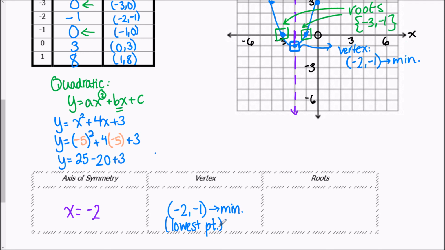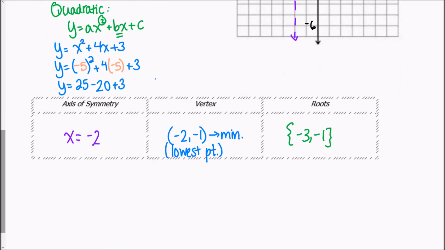All right, and then lastly, our roots are where it crosses the x-axis, and our roots are at -3 and -1. Okay, and those are our answers to these questions right here.